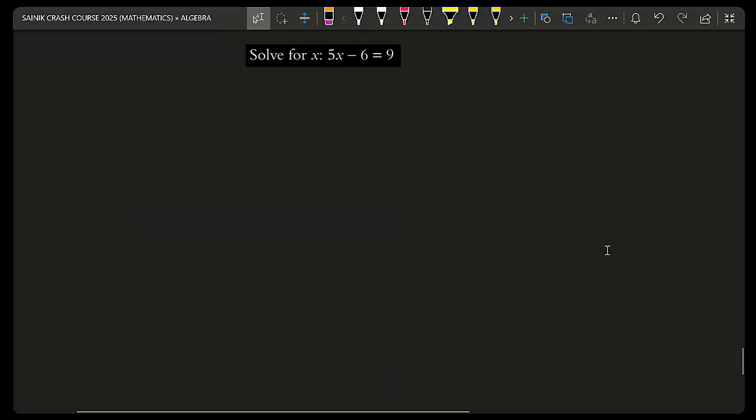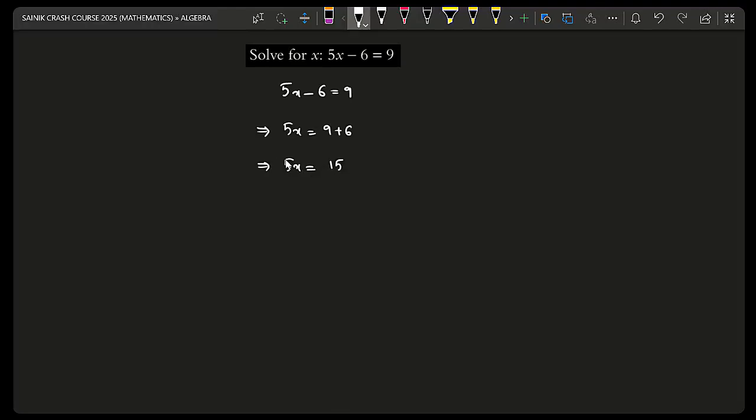Yes, sir. The 6 plus 9. So we have to transpose minus 6. Yes, first let me write the equation. 5x minus 6 is equal to 9. If you transpose minus 6 to the right side, what will happen? The plus 6. So we can write 5x is equal to 9 plus 6. What is 9 plus 6, Mayuk? The 15. 15. Now, what is the relation between this 5 and x? Which operation?